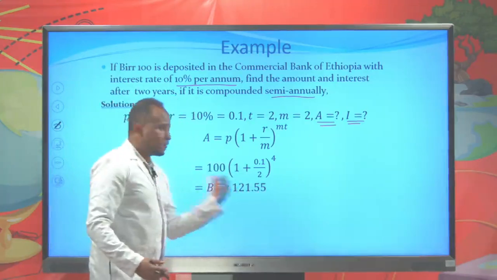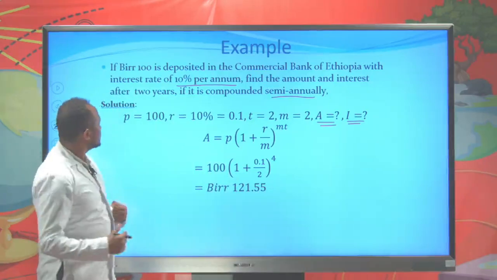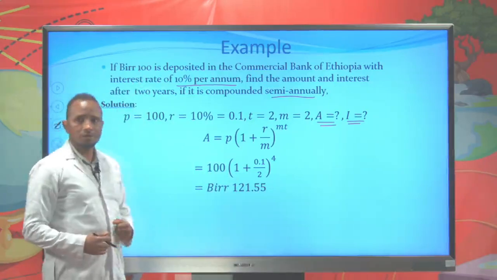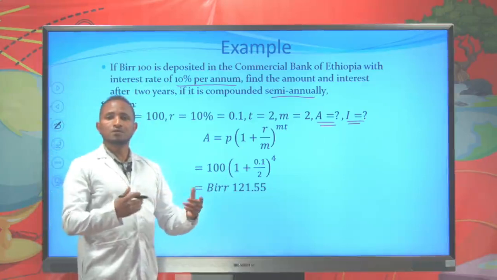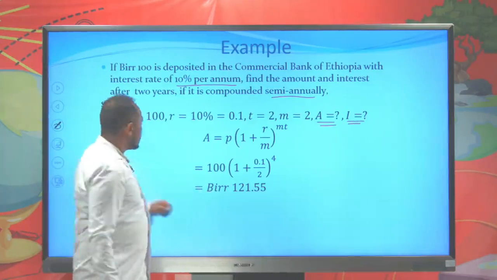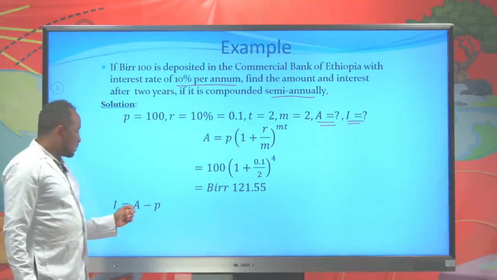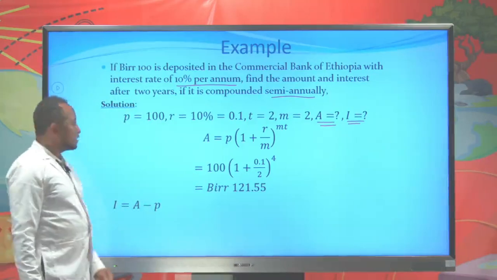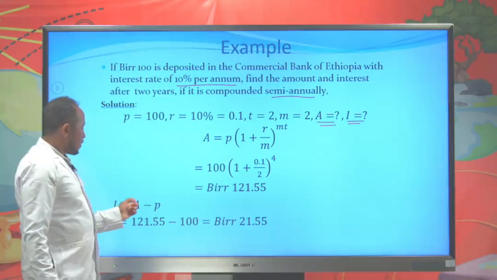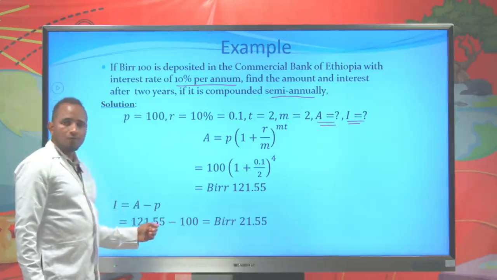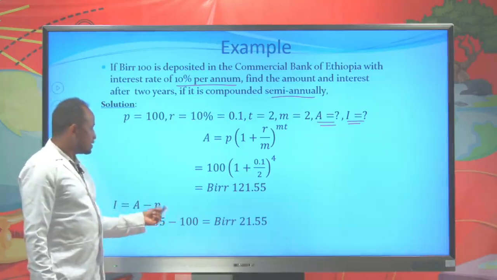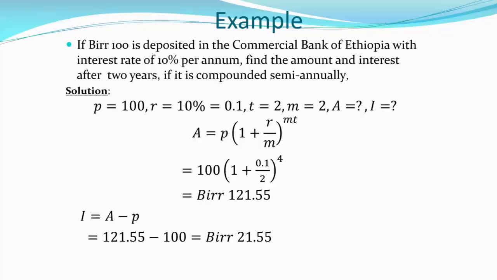So this is the amount, and the interest will be, we have the total amount at the end of the second year to be this one. The money originally invested is 100. So the difference gives you the interest you earn. Therefore, here the interest will be this amount minus principal. So the amount is this 121.55 minus the principal 100. Subtracting these two, you get 21.55. So this is the answer.